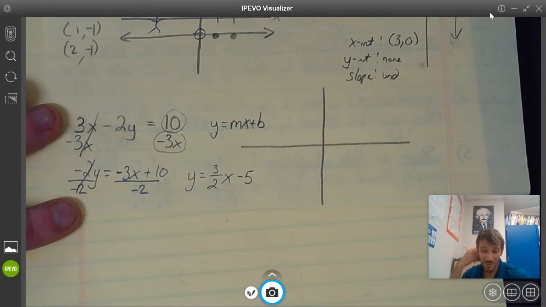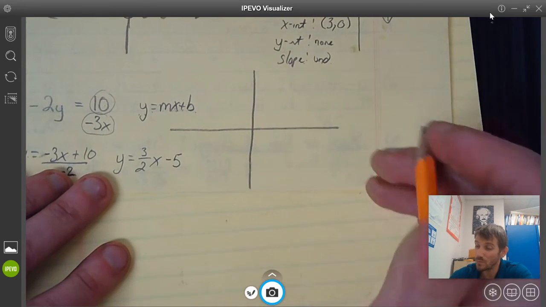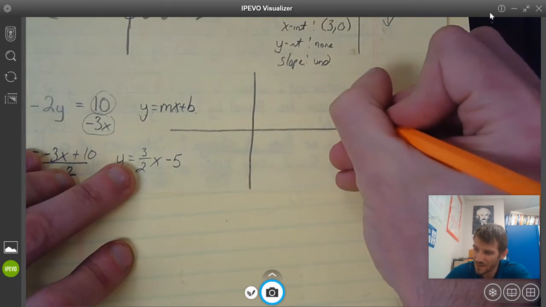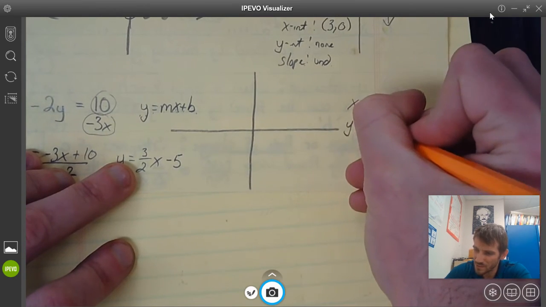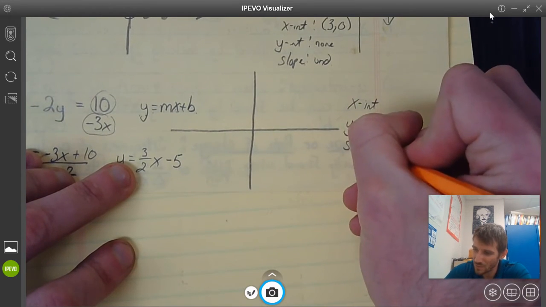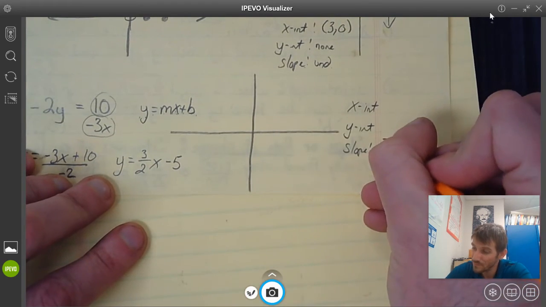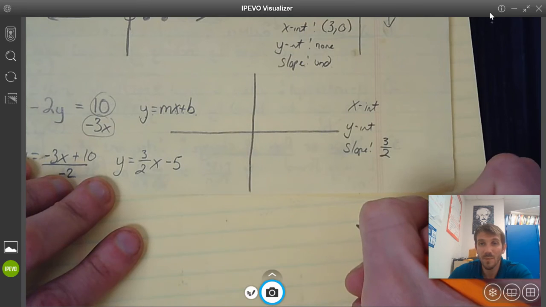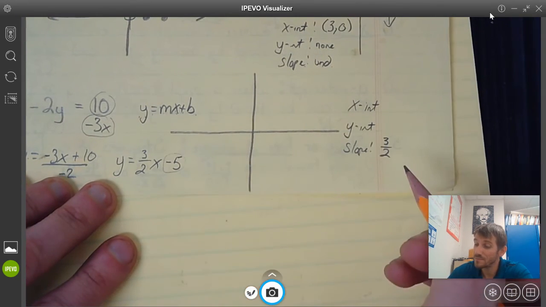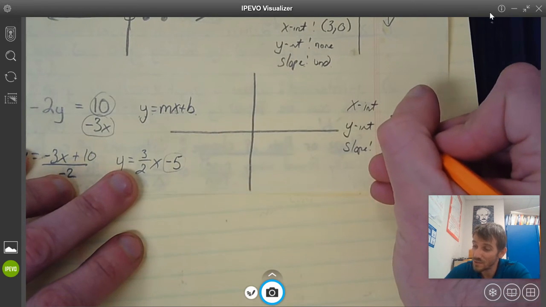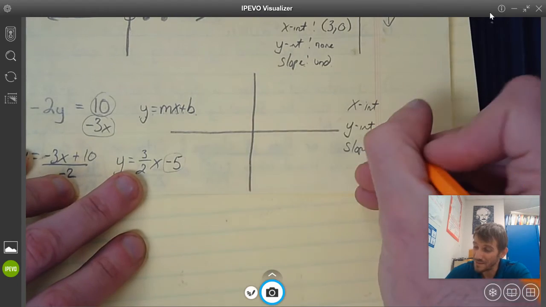All right, so at this point, we know a few things. We know that we can find the x-intercept, the y-intercept, and the slope. And we know the slope right now. The slope is 3 over 2. We also know the y-intercept. Remember, y-intercept, what is 0? X is 0. And the y is -5.